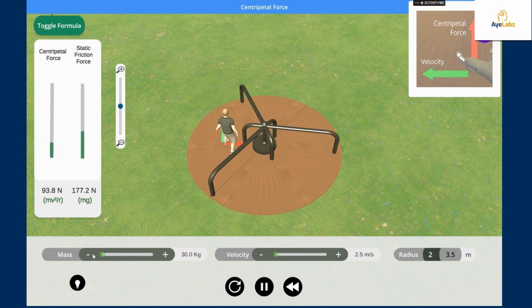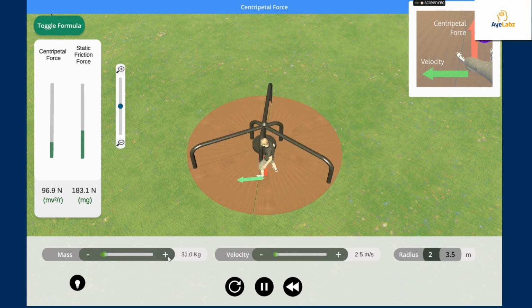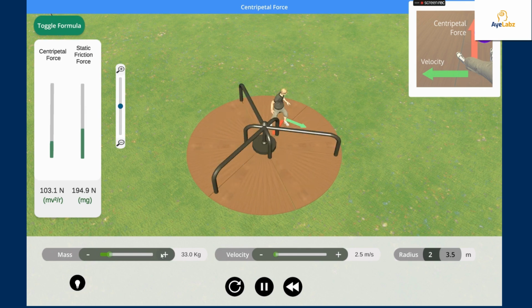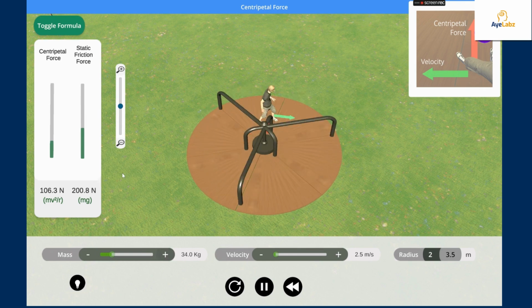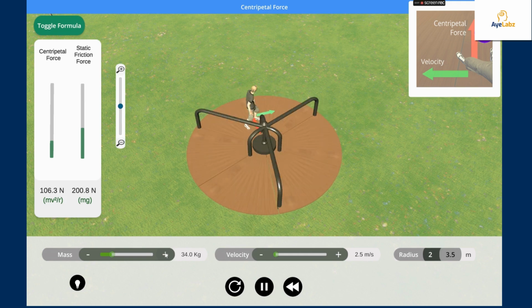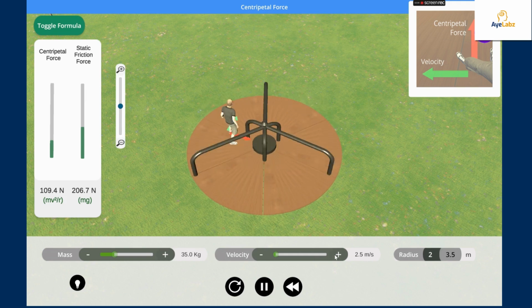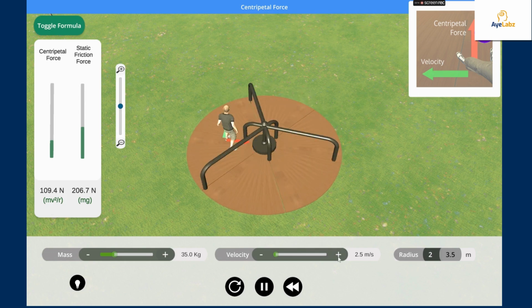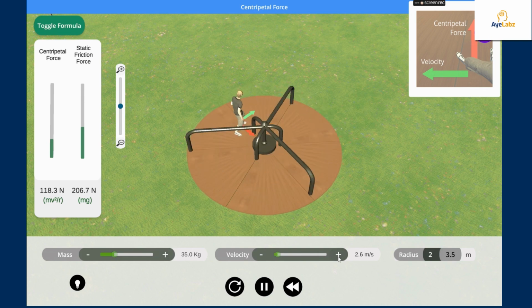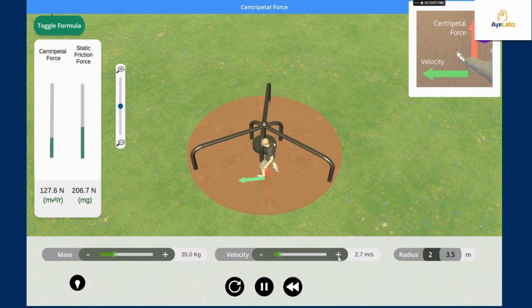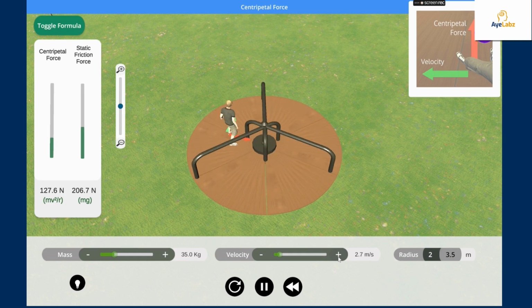Let us check. If I'm increasing the mass, the centripetal force and the static friction force are increasing on the graph. Similarly, if I'm increasing the velocity, the centripetal force will increase. Let's check it out. The more the speed increases, the harder the merry-go-round pulls you inward.